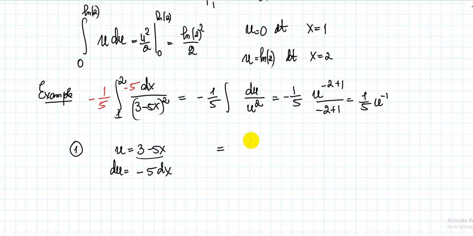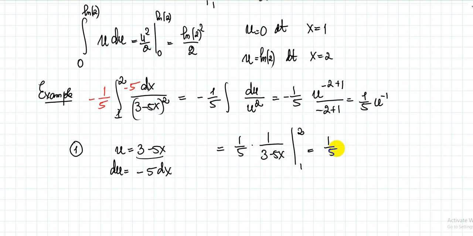So this is equal to 1 over 5 multiplied by 1 divided by 3 minus 5x, right? Because u to the power of minus 1 is 1 over u, right? So since u is equal to 3 minus 5x, it will be 1 over 3 minus 5x, right? We need to evaluate this at the 1 and at the 2, okay?